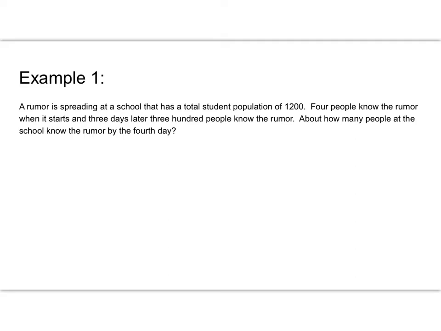4 people know the rumor when it starts, and 3 days later, 300 people know the rumor. About how many people in the school know the rumor by day 4? Well, first, right off the bat, we can see that our C value is 1,200 because that is the population. Now we need to solve for A and B.